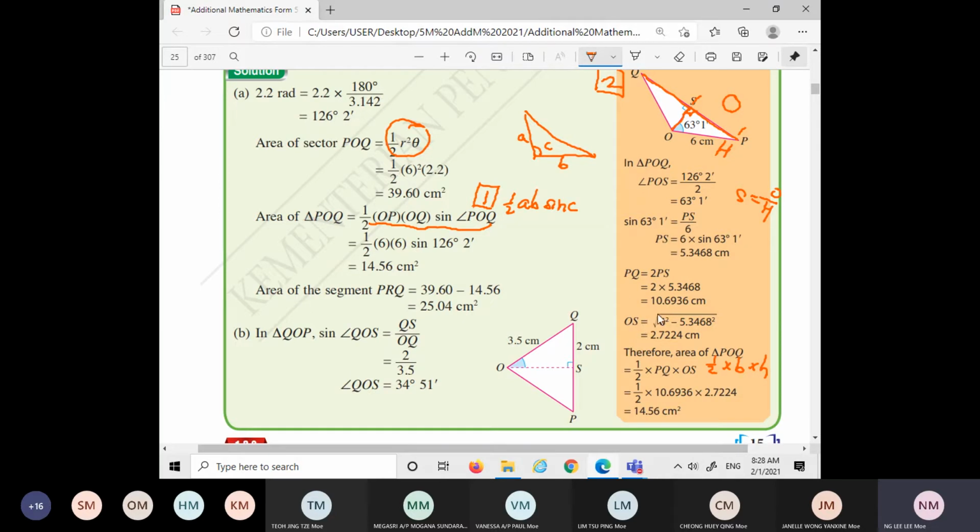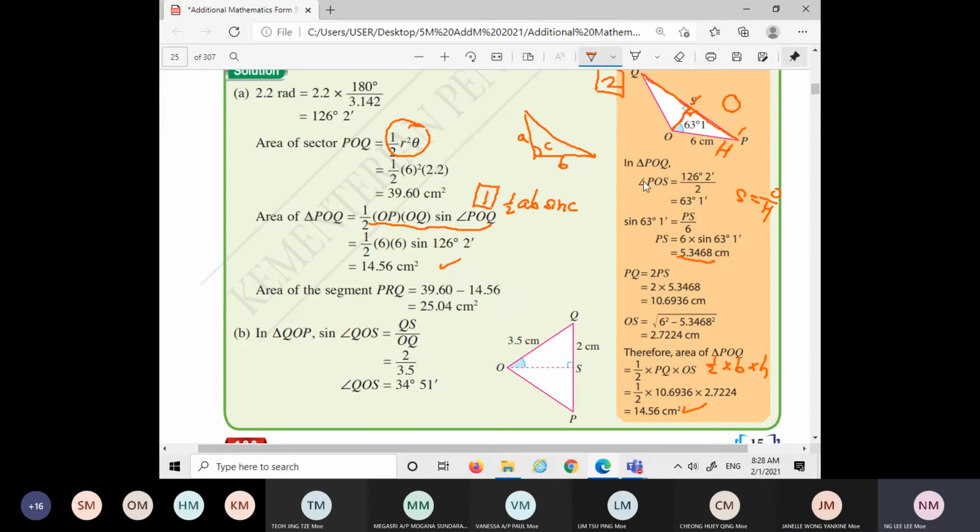Pythagoras theorem. So square root of the hypotenuse 6 squared minus the other length 5.33468 squared, then you get the answer for OS. OS is the height of the triangle. So you plug in PQ and OS as the base and the height, then you will get the area of a triangle, same as this.